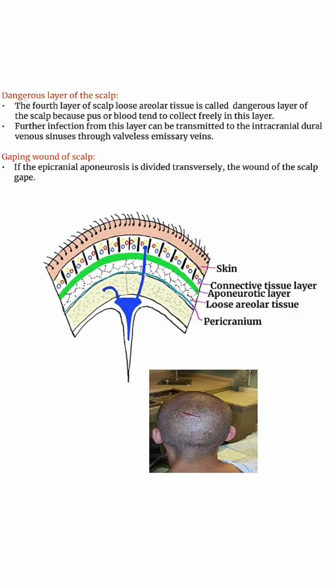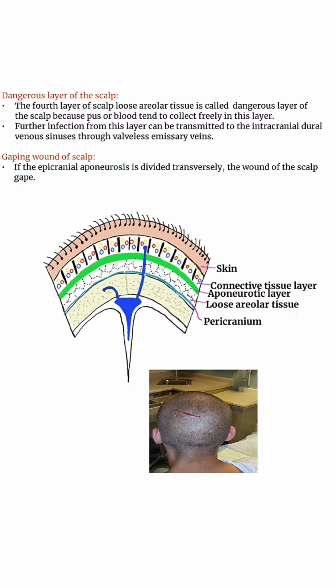Dangerous layer of the scalp. The fourth layer of the scalp, loose areolar tissue, is called the dangerous layer of the scalp because pus or blood tend to collect freely in this layer. Further, infection from this layer can be transmitted to the intracranial dural venous sinuses through valveless emissary veins.